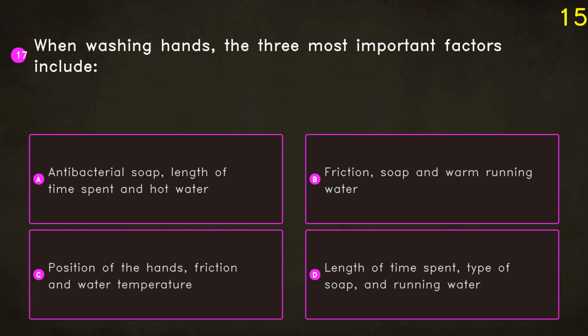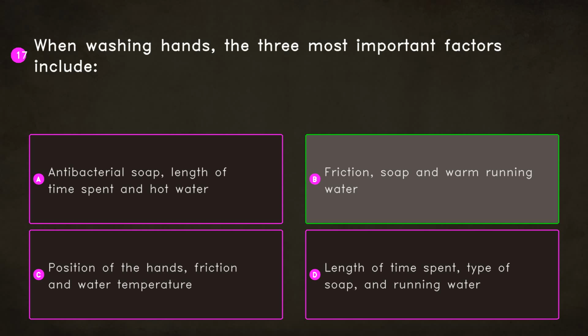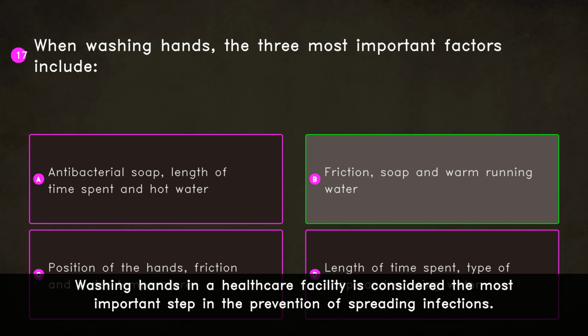Question 17. When washing hands, the three most important factors include A. Antibacterial soap, length of time spent in hot water. B. Friction, soap and warm running water. C. Position of the hands, friction and water temperature. D. Length of time spent, type of soap, and running water. The correct answer is friction, soap and warm running water. Washing hands in a healthcare facility is considered the most important step in the prevention of spreading infections.